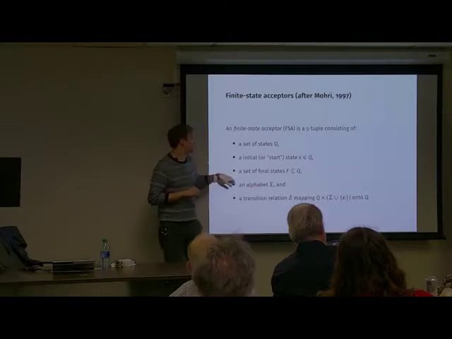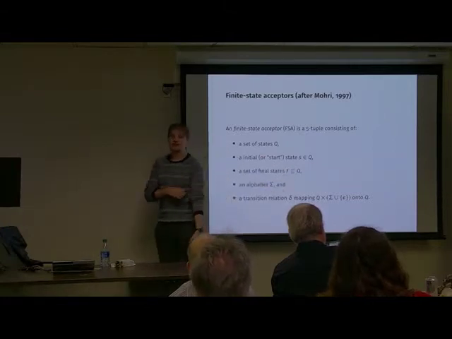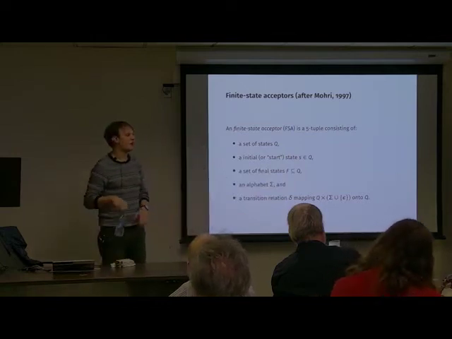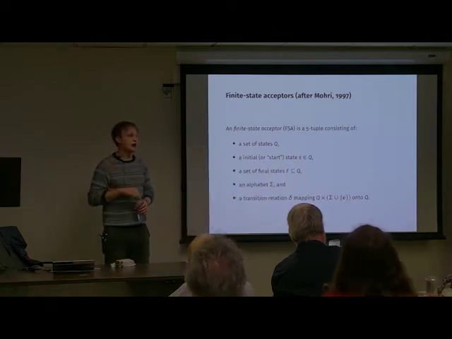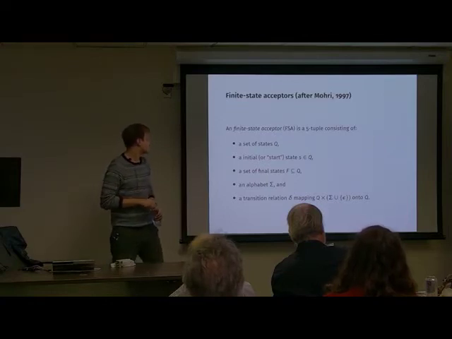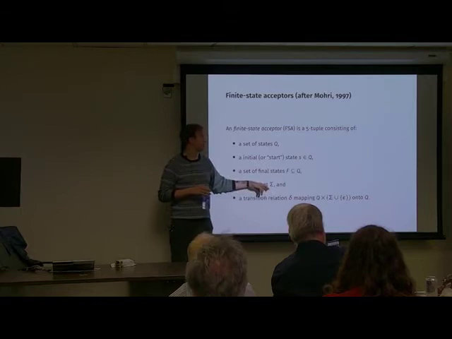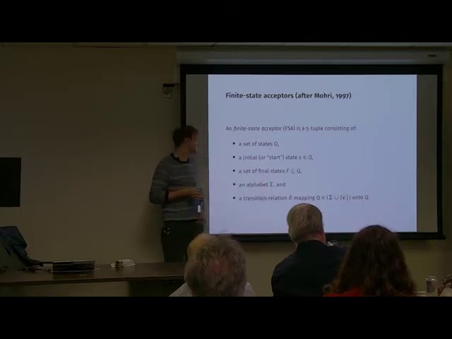A set of final states, which we'll call capital F, which is a subset of Q. Once again, some implementations require that there be exactly one final state. Algorithmically, we find it much easier to have a lot of final states, so we allow arbitrarily many of them. Also, we need to define some alphabet over which the acceptor works, which we'll call sigma.